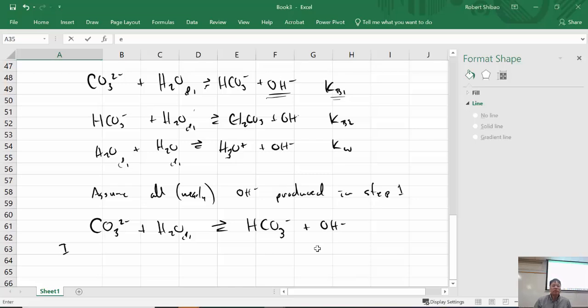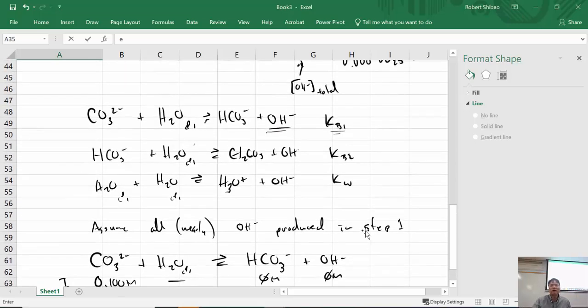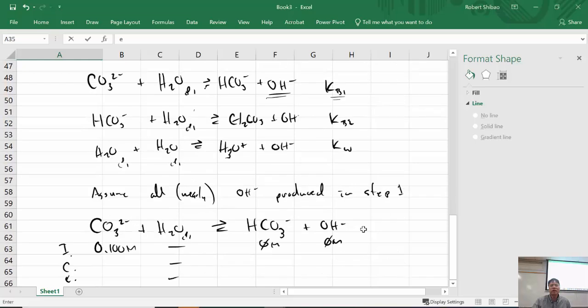And so what we're going to do is fill in the ICE table as much as we can. The carbonate concentration we'll take as 0.100 molar. That's the initial carbonate concentration. And what we're going to assume is nothing has happened at the beginning. And then the carbonate's going to produce hydroxide, 0.000625. So at the end of this, we're going to have 0.000625 molar hydroxide here. And then we need to get the rest of the data in here.